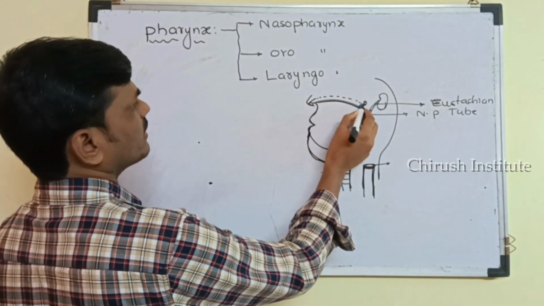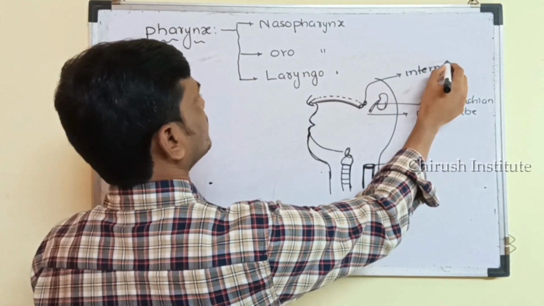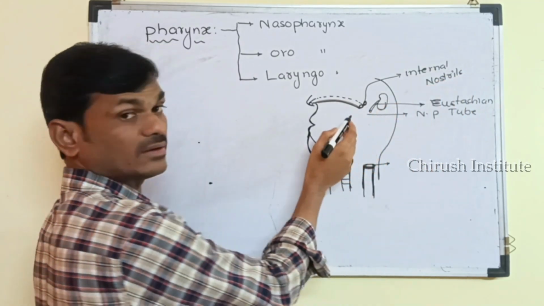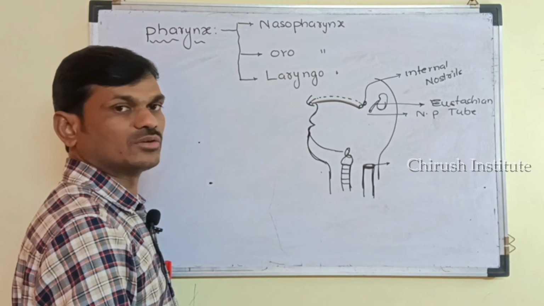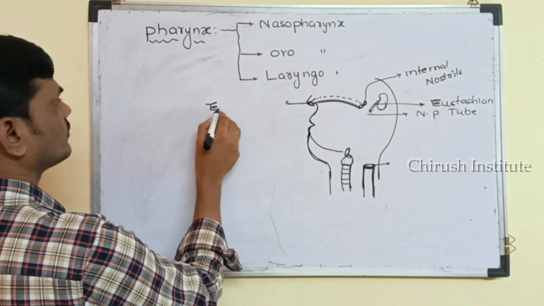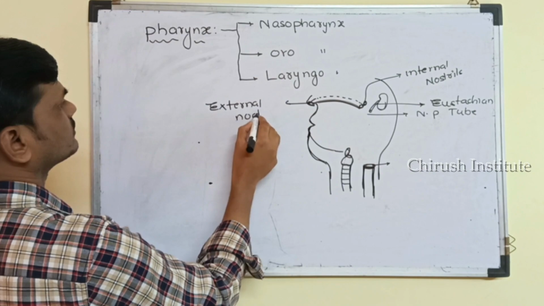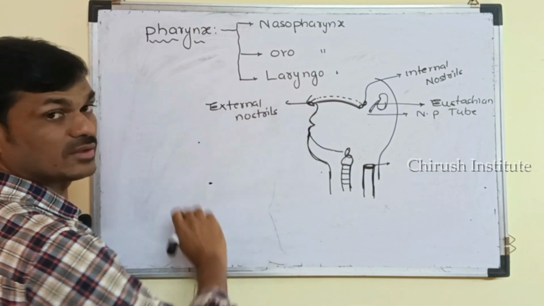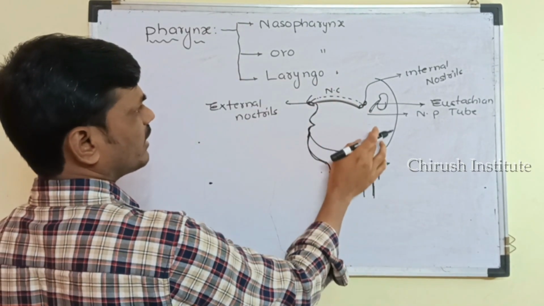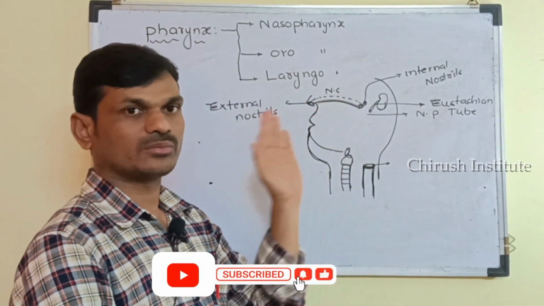Now these are the internal nostrils. The internal nostrils also open into the nasopharynx. And these are the external nostrils. The external nostrils open into the nasal chamber. The nasal chamber opens into the pharynx through the internal nostrils, and the internal nostrils open into the nasopharynx.